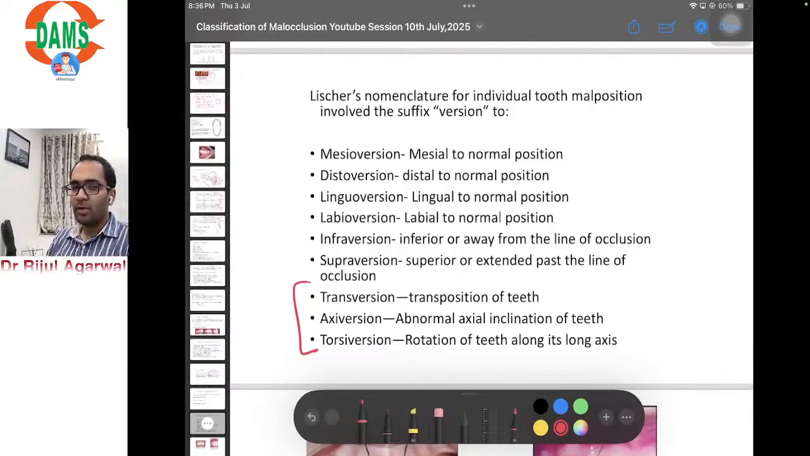For transposition of teeth, that is, a tooth in an abnormal position, supposedly a canine erupted in the position of the lateral, this is known as transposition. So he gave the term transversion. Next, axiversion, because of the abnormal axial inclination of teeth. And lastly, for rotated teeth he gave the term torsiversion.